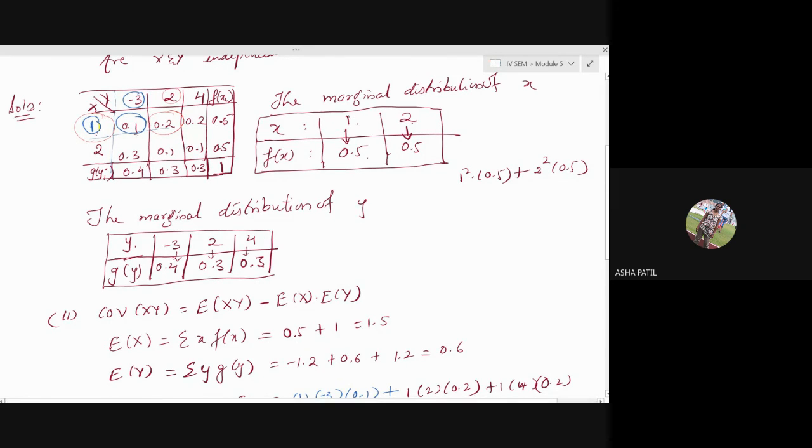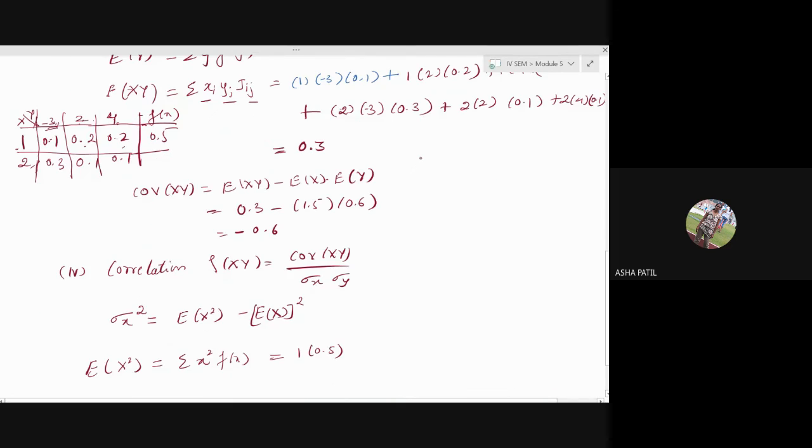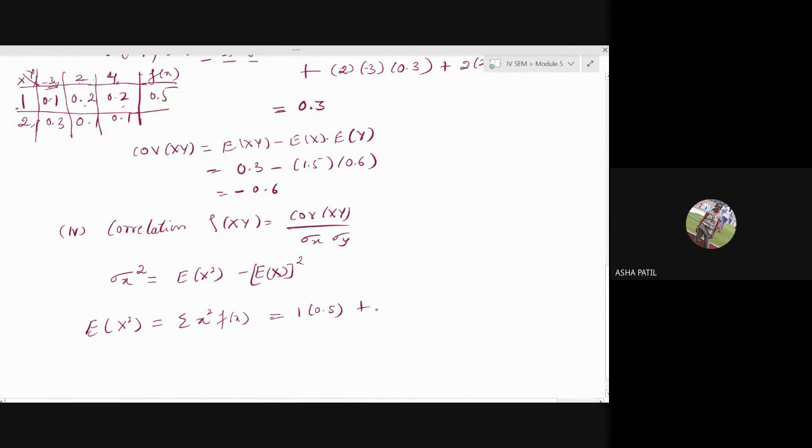X square into your f of x. Again x square into f of x, plus 2 square into f of x, which is again 0.5. What's the value? 2.5. Okay.